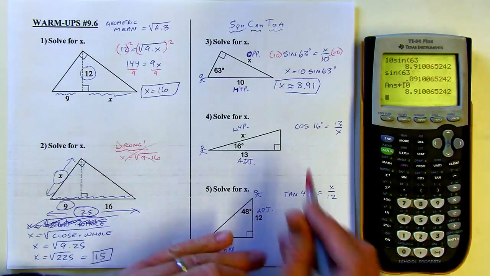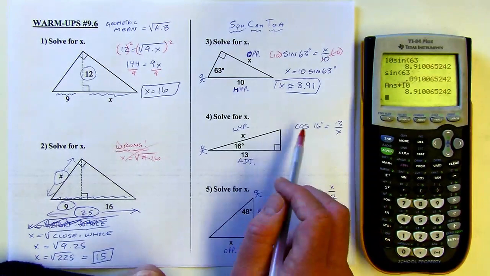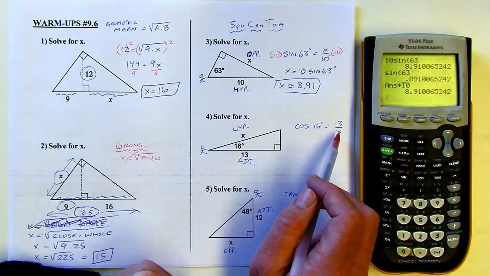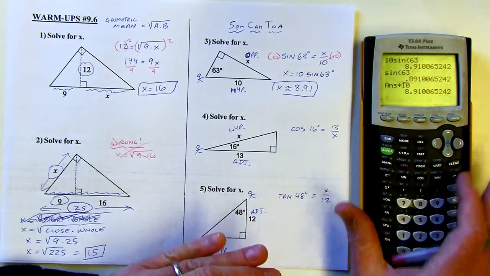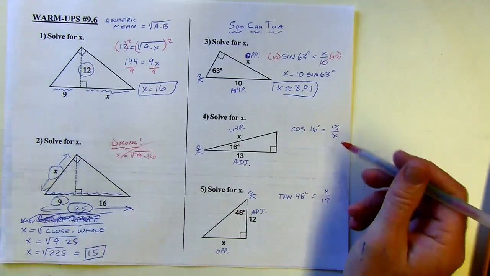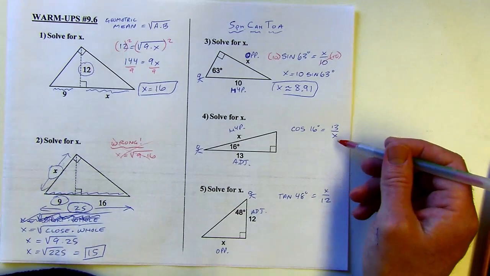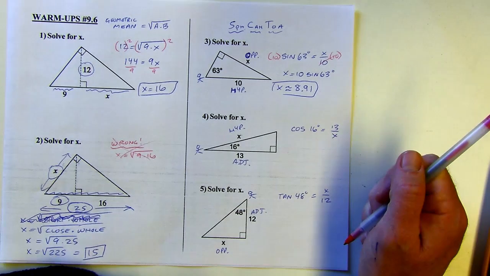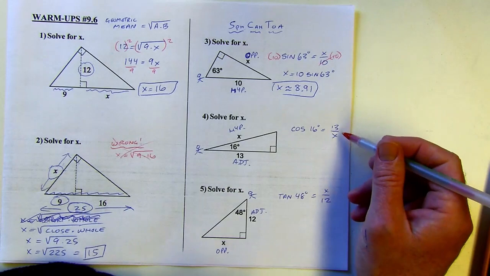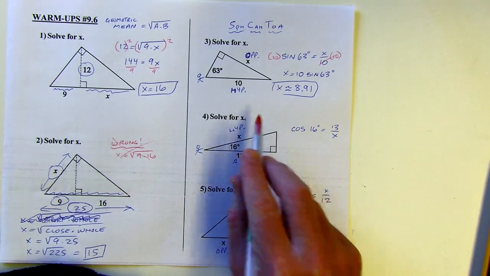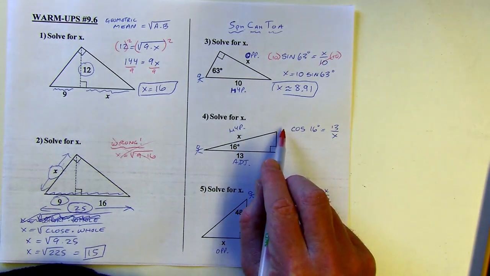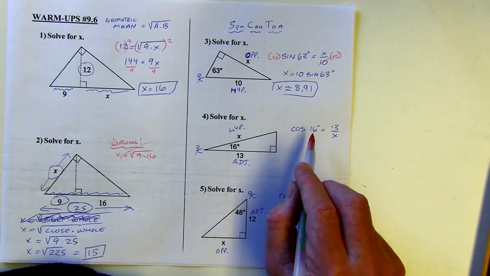Okay. Next problem. A lot of times I see people multiply both sides by 13 here, but that's not going to isolate the x. So if I multiply by 13, I get 169 over x. I don't want that. That's not going to do anything. Okay. So what you can do is multiply both sides by x, and then the x would be over here, and then you could divide both sides by cosine of 16 degrees.